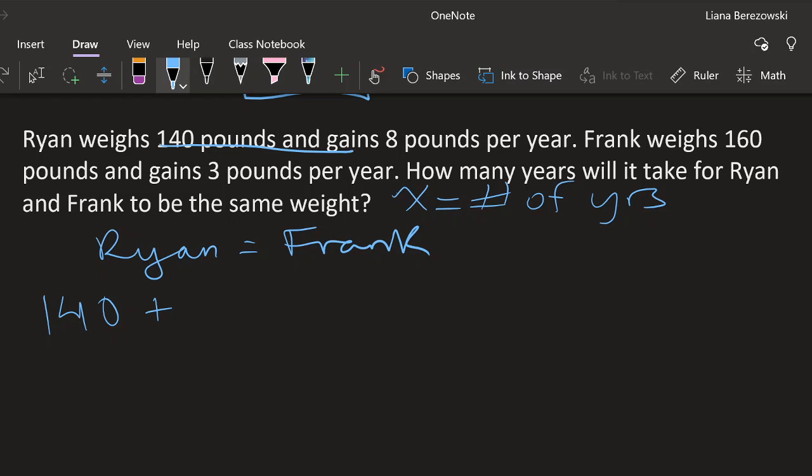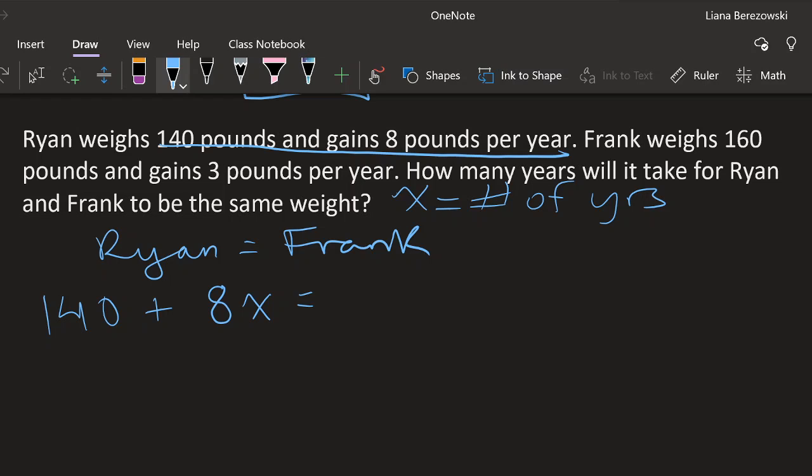The second thing we know about Ryan is that he's gaining 8 pounds per year. Now, X is the number of years, and he's gaining 8 per X number of years, right? So every year he's gaining 8 pounds. So we're going to make that represented by 8X. Okay, so that's Ryan's situation.